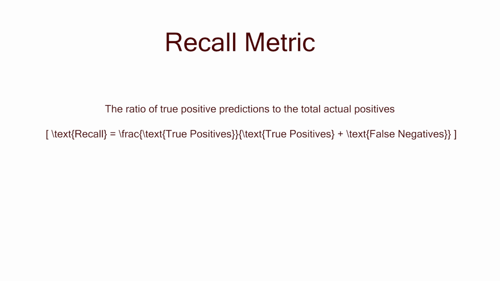Third, we have recall. Recall, also known as sensitivity or true positive rate, measures the model's ability to identify all relevant instances. It is defined as the ratio of true positive predictions to the total actual positives. High recall indicates that the model captures most of the positive instances. There are many other metrics, but let's finish this set with the F1 score.